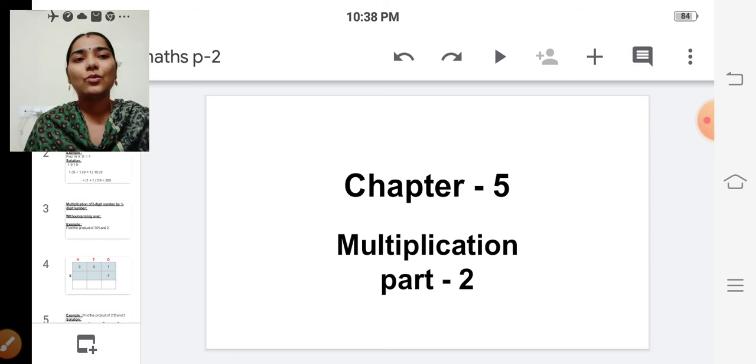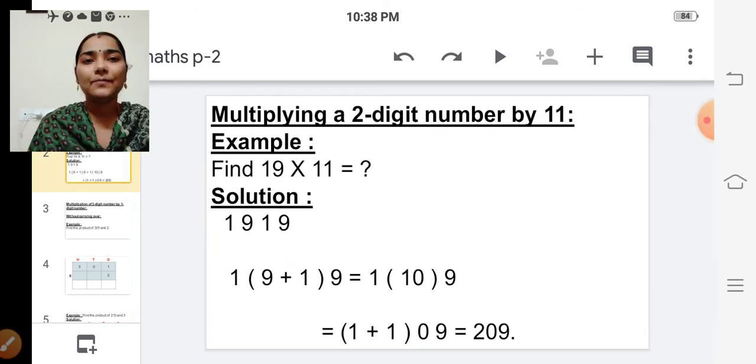So today we are going to learn multiplying a 2-digit number by 11. We are going to do this problem using the shortcut method. See the first example. Find 19 into 11. Find the product 19 into 11. Using the shortcut method we are going to solve this problem.